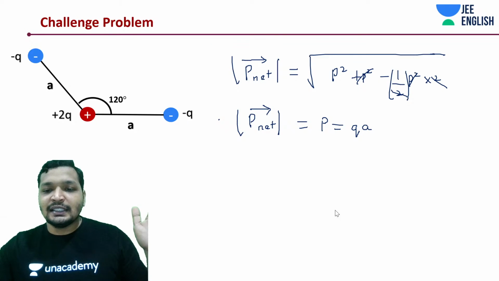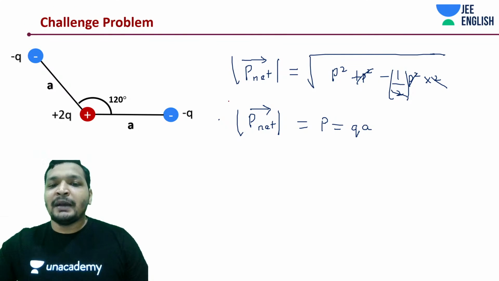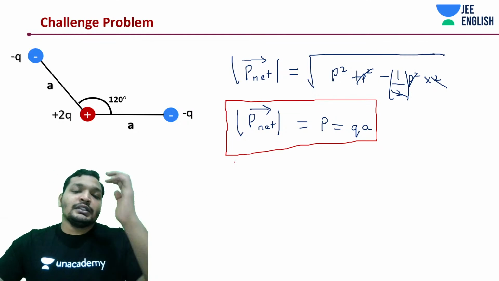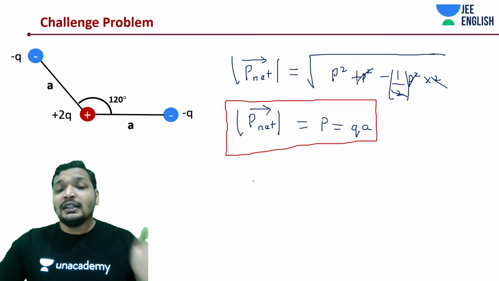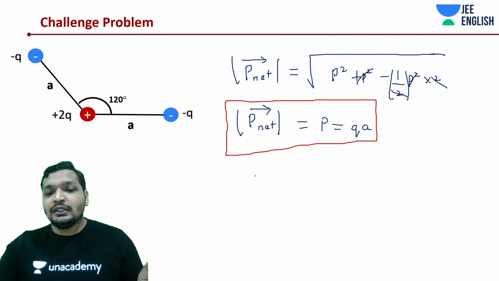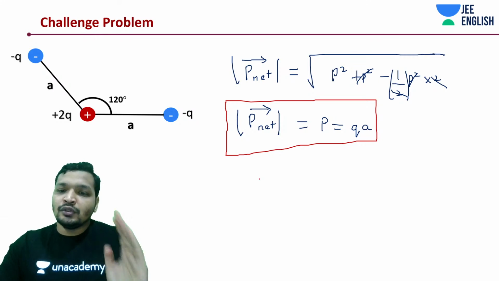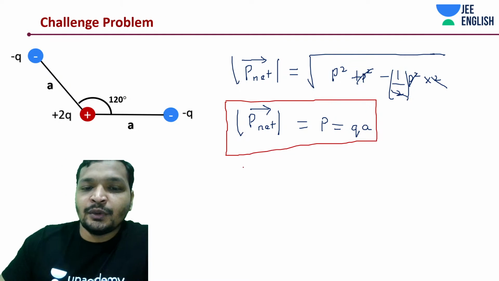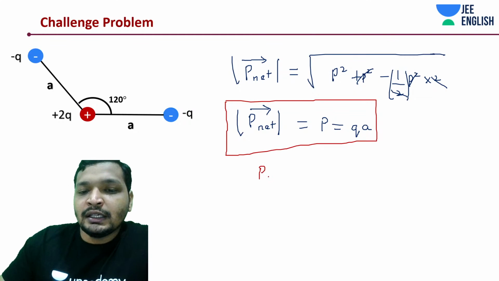Really simple, isn't it? This is the magnitude of the dipole. Now, if I'm going to ask you what is the net dipole moment, the direction, how are you going to do it? You need to do the vector calculation. Okay, let's quickly do a vector calculation. I will quickly illustrate how to do this. You have already done it.